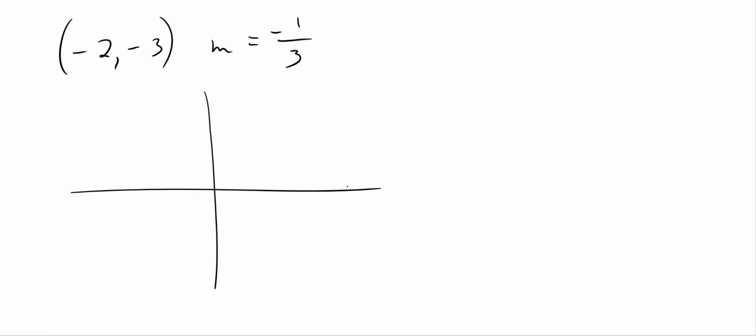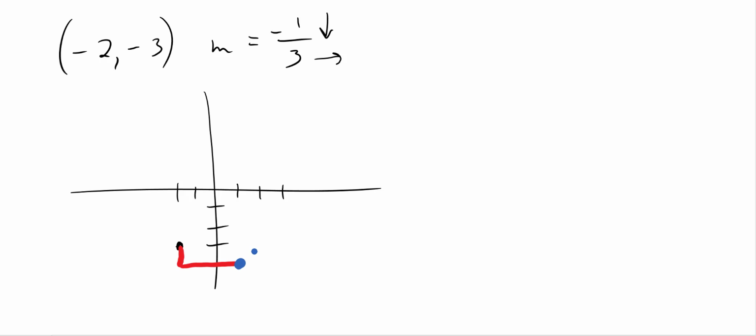If I said it's going through the point -2, -3, and my slope is -1/3, the first thing you're going to do is plot that point. So -2, -3, and you plot the point. Then we go down 1 and to the right 3. You pretty much always go to the right for the bottom number, because the bottom number is always going to be positive. The top number is either going to go up or down. In this case, it's going to go down from that point. So I go down 1 and to the right 3: 1, 2, 3. And then you plot your point.